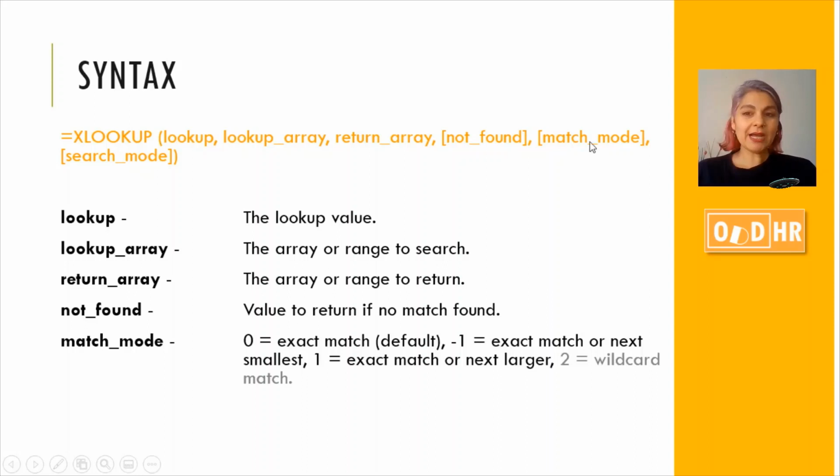Finally, we come to the match mode and the search mode. The match mode is, again, how you want the match to happen. So 0 means the exact match. This is the default value, and this is what you will actually use most of the time within your VLOOKUP and XLOOKUP cases. So this is what we will be using for most of our exercises.